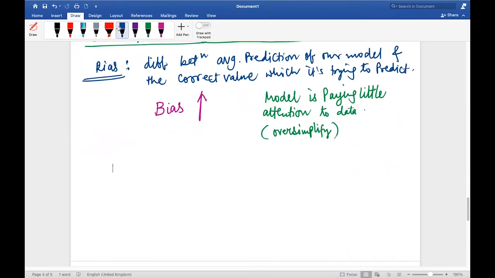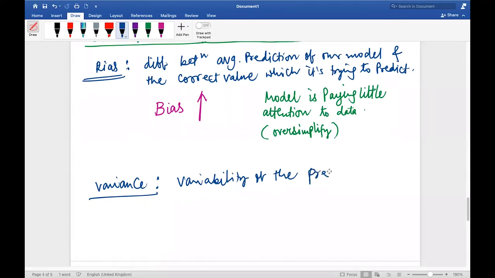Yes. Okay. It will be more understood when we understand the variance, right? For bias, we say that our model is oversimplifying the data, right? So what is variance? Variance, we all know, right? It is basically the variability of the model, or the prediction, we can say, right? Variability in the prediction, right? What is the variability? We all know this point, right?